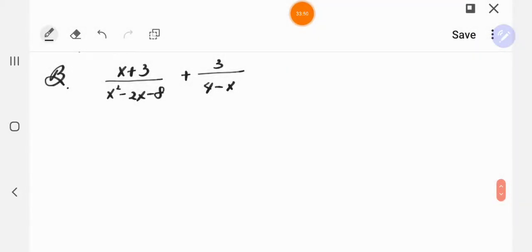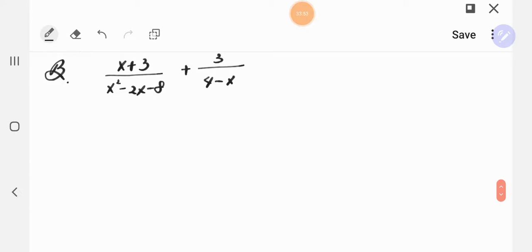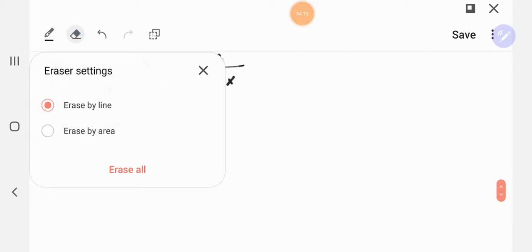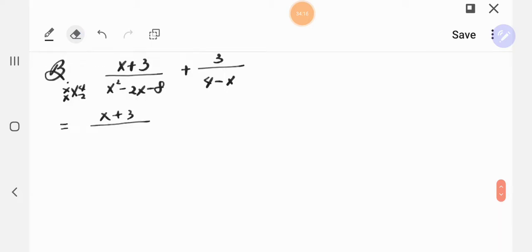Okay, letter B. Of course the denominators are different, so we have to find the LCD. Before we find the LCD, we have to factor the denominator. Then this one is x times x, 8 is 4 times 2, and the minus sign is on 2. So 4 minus 2 is, sorry, that is not right. So 4 times 2 and the negative sign goes on 4. So the sum is negative 2. So the denominator is x minus 4, x plus 2.